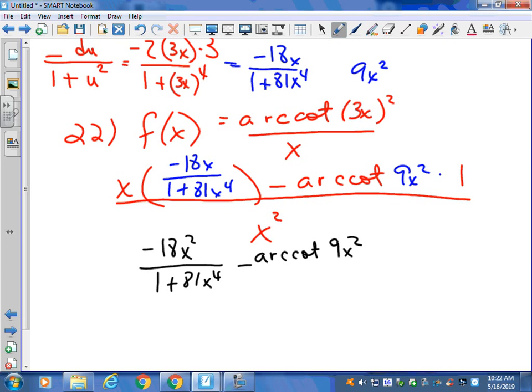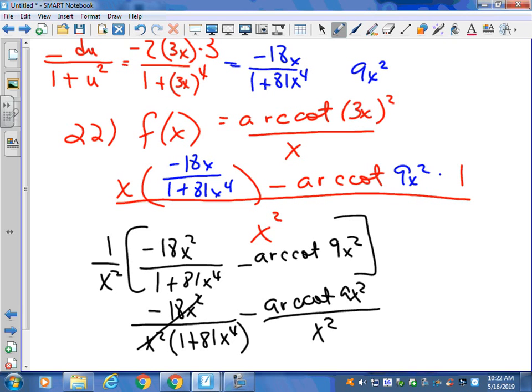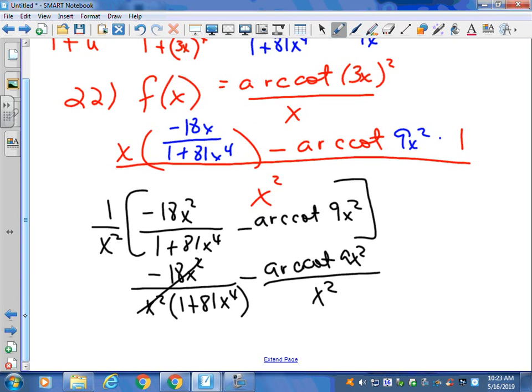Right, we can multiply by 1 over x squared. And basically all that's going to do is put an x squared on the bottom of these two. So negative 18x squared, wait a minute, might do more than that. Yeah, these two cancel. Minus arc cotangent 9x squared over x squared. So in this case, where these two cancel, I end up with negative 18 over this parentheses, and I end up with the fraction over there. And granted, they don't have a common denominator, but that's a better looking answer than if I got one.